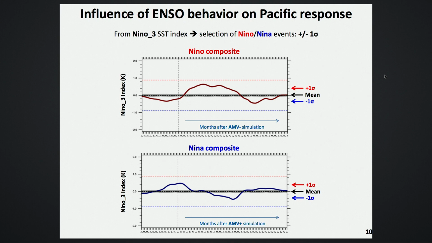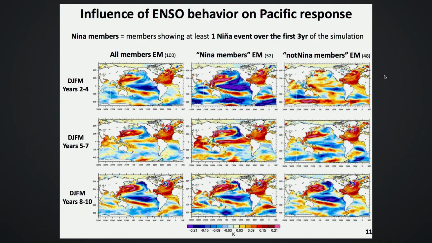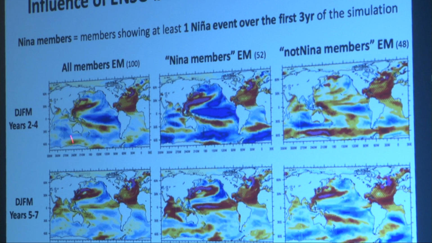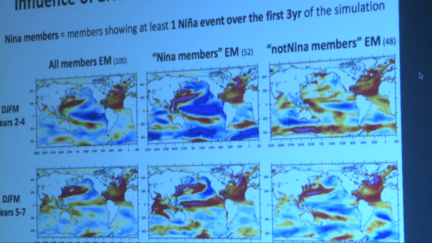So is it really what happens in my simulation? We have to test that. So what I represent here is still the SST ensemble mean difference between the AMV plus and control simulation in DJFM for the year 2 to 4, as you already saw before, then year 5 to 7, and 8 to 10.